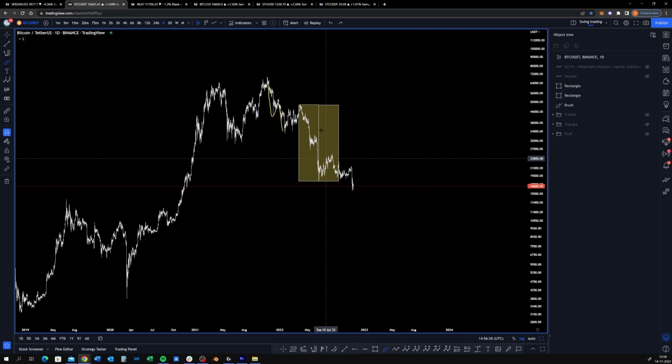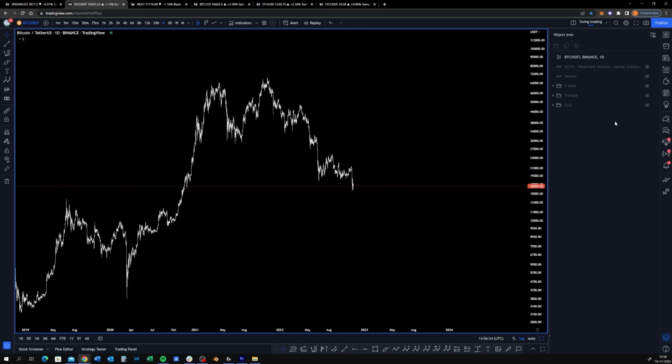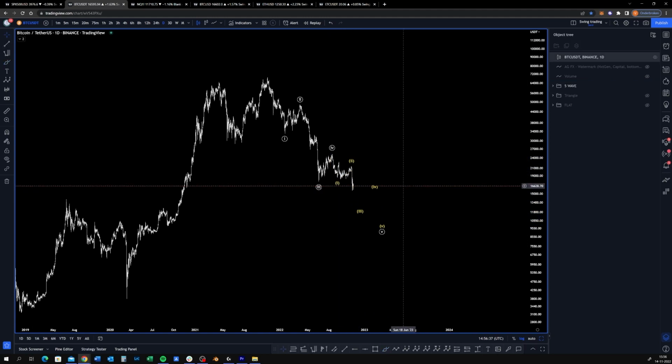So not a 5-wave move down, but rather a corrective. So this would be the impulse. You would have 1, 2, 3, 4, 5. But again, we don't think that's the case. It could be, but we don't think so.